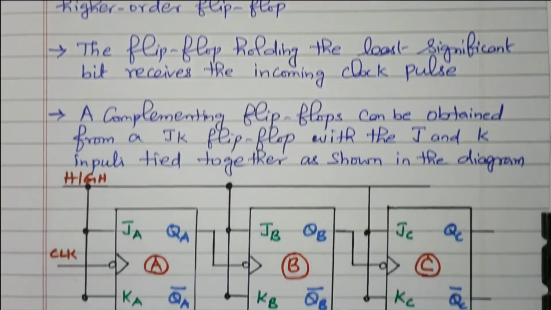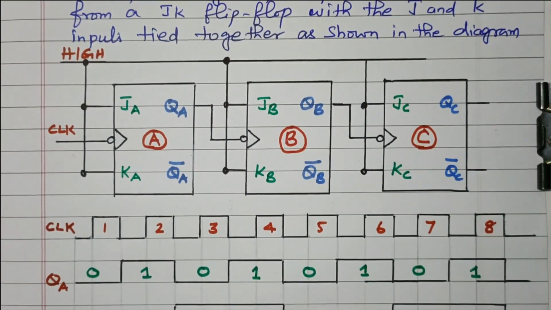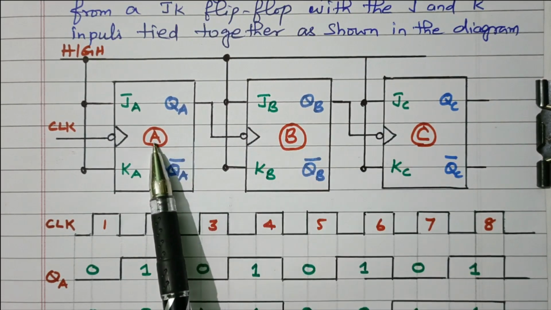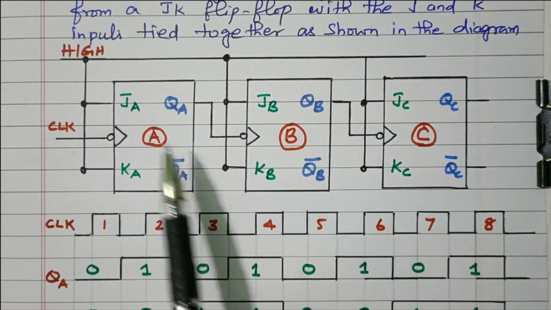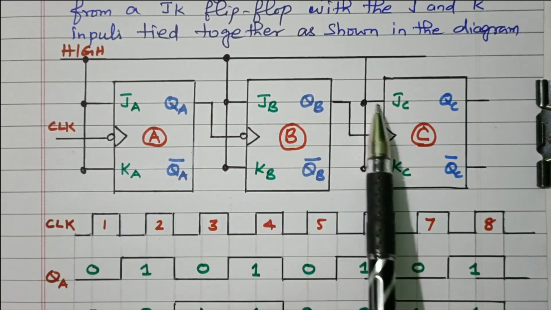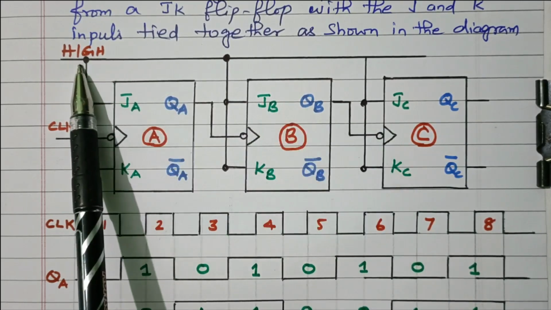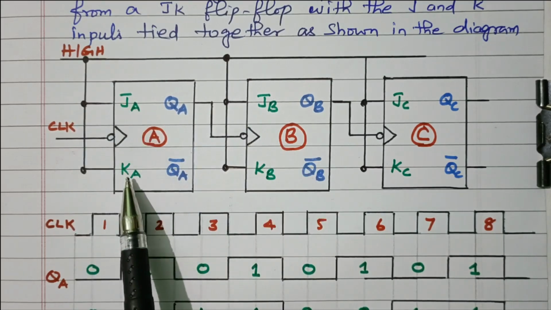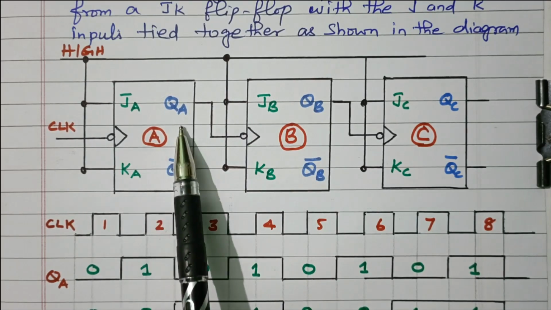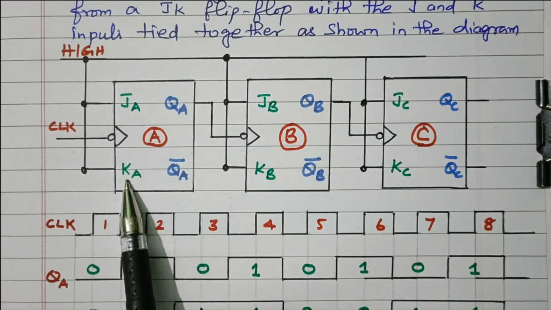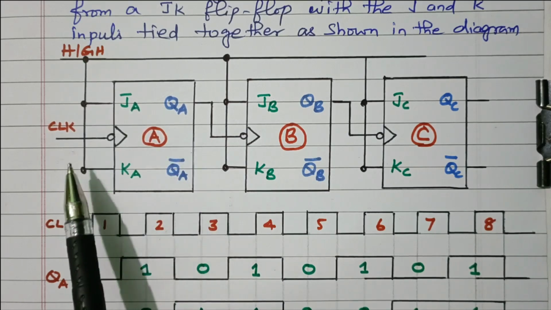Now we'll see the logic diagram of this 3-bit up counter. These are the 3 JK flip-flops, A, B, C. This is the LSB and this one is the MSB. J and K are connected to the high input; all the J and K inputs are connected to logic high, which is 1. In this JK flip-flop, if both the inputs are 1, what will happen? The output will toggle. Both inputs 0 means no change. Both inputs 1 means the output will toggle with every clock pulse.